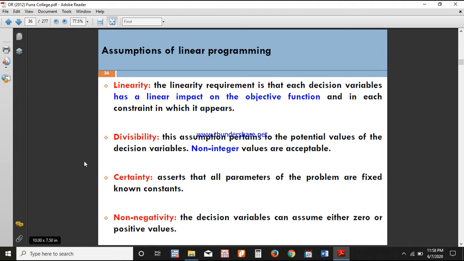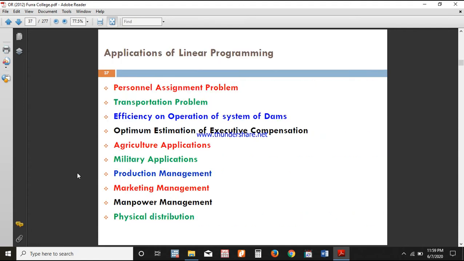You should also consider these four basic assumptions of a linear programming model. The first one is linearity, which is related with the requirement that the decision variables have a linear impact on the objective function. The other one is divisibility, which pertains to the potential values of the decision variables; here non-integer values are acceptable. Certainty means all parameters of the problem are fixed and constant, and non-negativity assumes zero or positive values.